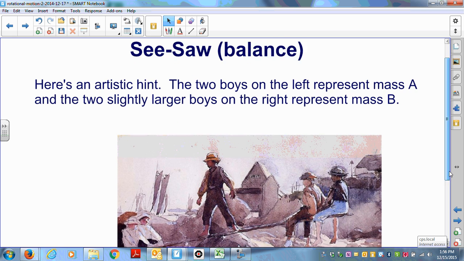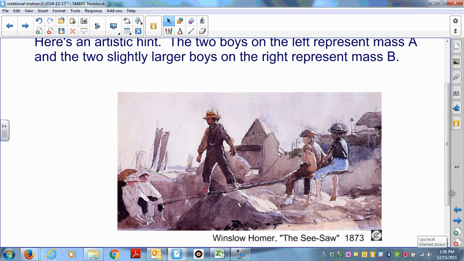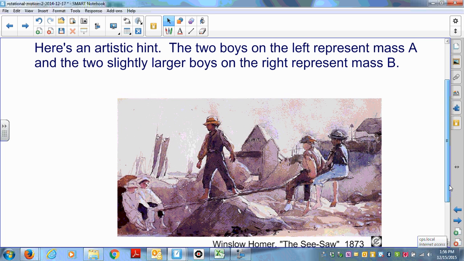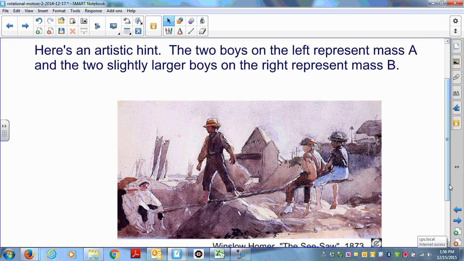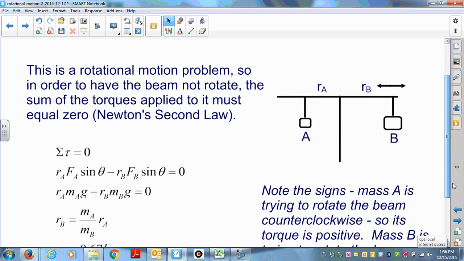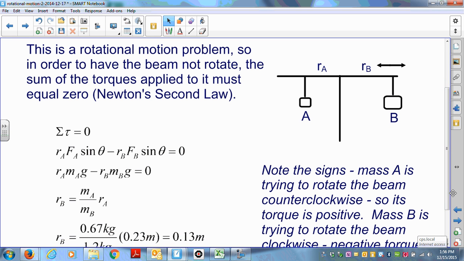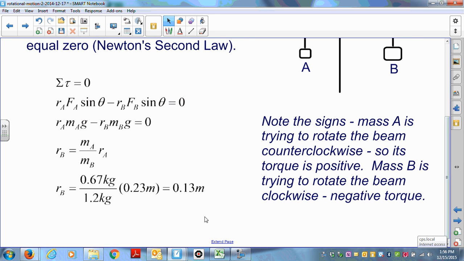Okay, so let's look at a seesaw. Here's an artistic hint. The two boys on the left represent mass A, and the two slightly larger boys on the right represent mass B. Okay, so in this rotation motion problem, in order to have the beam not rotate, the sum of the torques must equal 0, which we've already covered. And again, substituting in the equations and solving, we end up with a distance of about 0.13 meters. Note the signs: mass A is rotating counterclockwise, mass B is rotating clockwise. That's a negative torque. So when we add the two torques together, we should get 0.